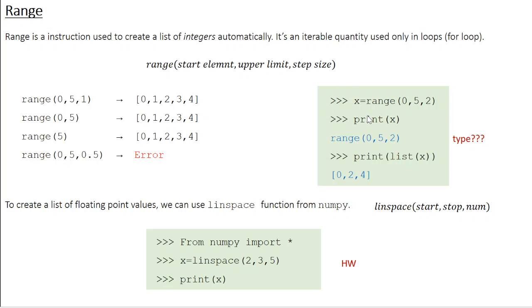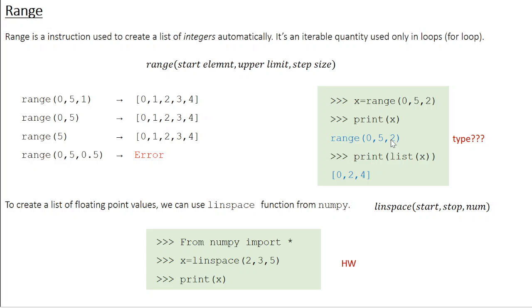For example, when you say x equal to range 0, 5, 2, and when you say print x, what is the answer you are expecting? You are expecting Python to create a list x where the starting element is 0, the ending element is 5 minus 1, 4, and the step size is 2. So basically you are expecting a list with elements 0, 2, 4. But when you say print x, the answer you are going to get is completely different. Python is going to simply type range 0, 5, 2.